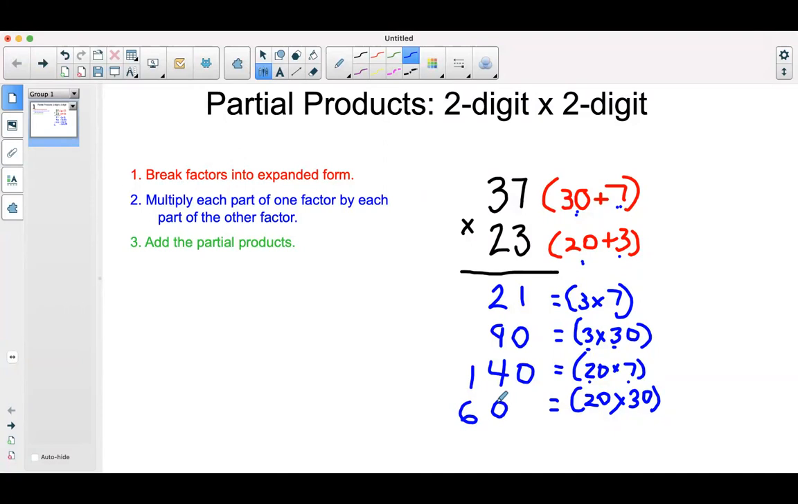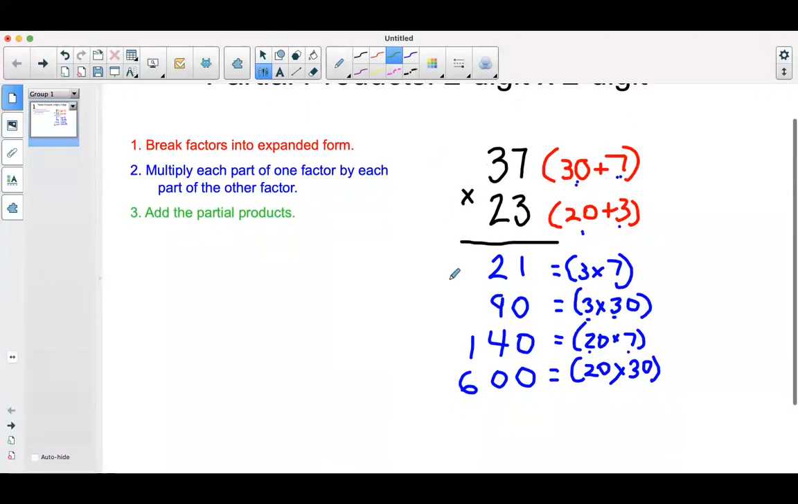Again, lining it up as carefully as I can, which takes me to my last step, adding the partial products. I'm going to draw a line underneath. 1 plus 0 is 1. 2 plus 9 is 11, plus 4 is 15. I can regroup. 1 plus 1 is 2, plus 6 is 8. My answer is 851.